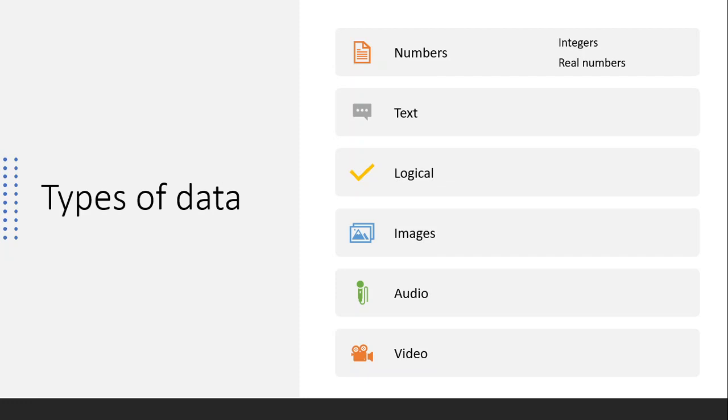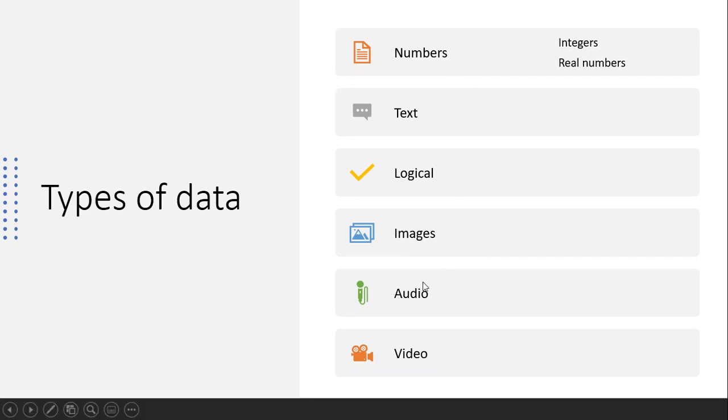So it is basically light. Images are nothing but light. So light has to be converted into numbers. Light has to be converted into numbers, and those numbers can be stored in your memory, and they can then be processed by your computer.